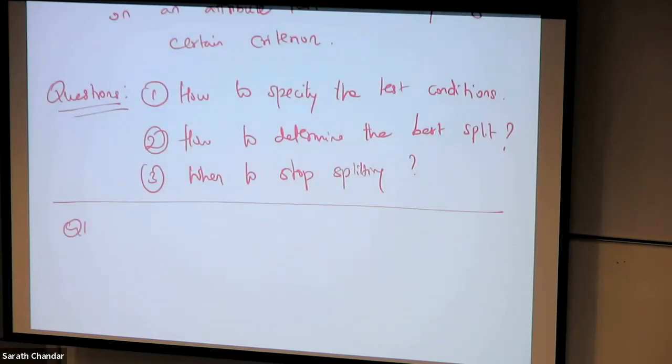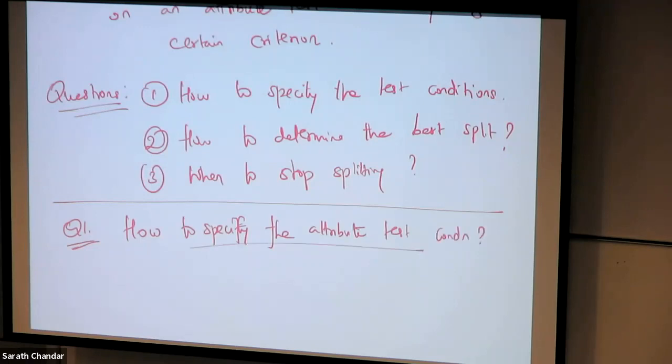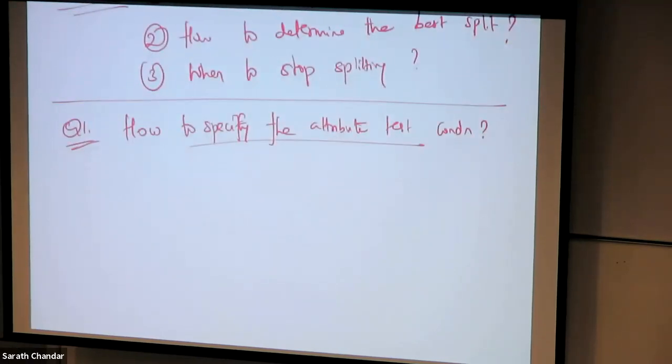So the first question is how to specify the attribute test condition. This depends on what type of attribute we are looking at. There are 3 possible attribute types. One is nominal. This is just categorical, things like marital status. There are 3 options: single, married, divorced. These are examples of nominal attributes.